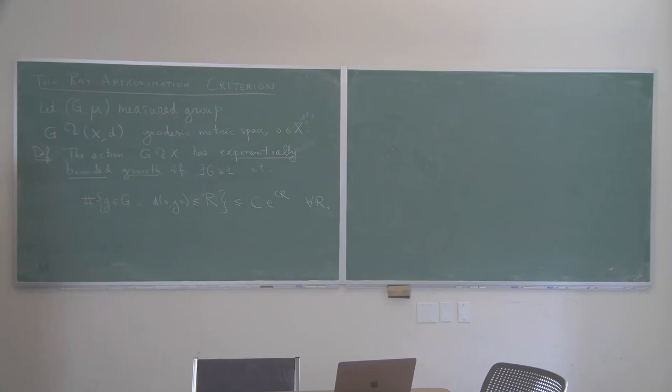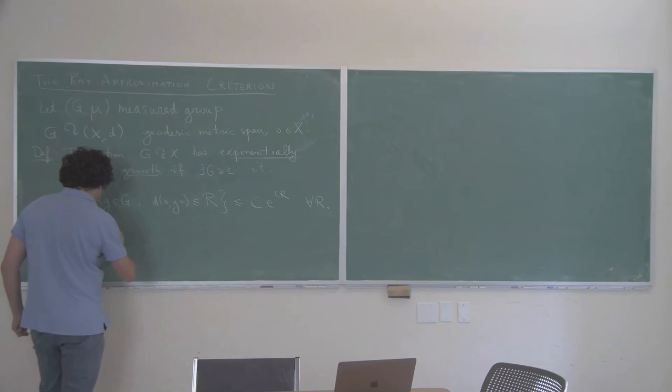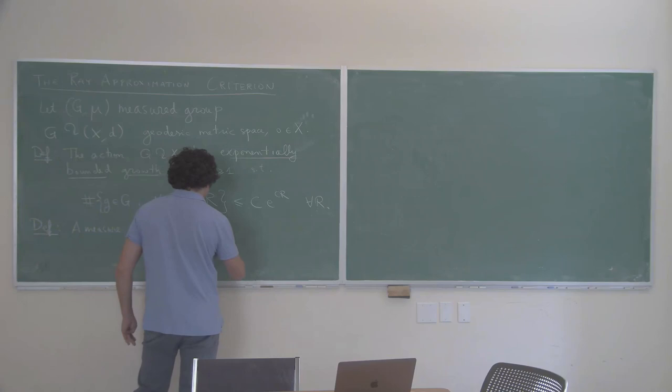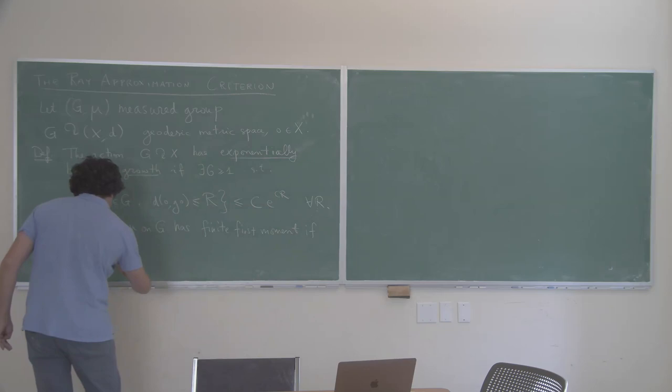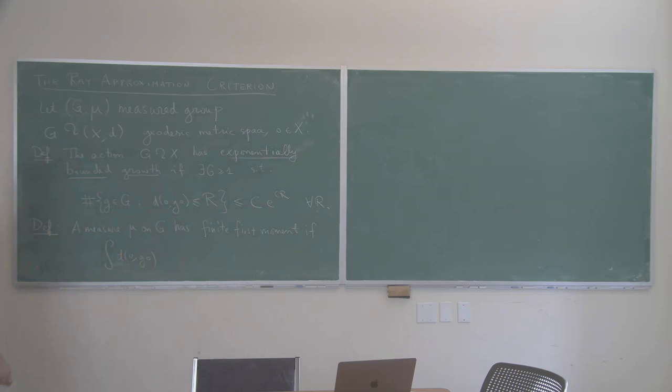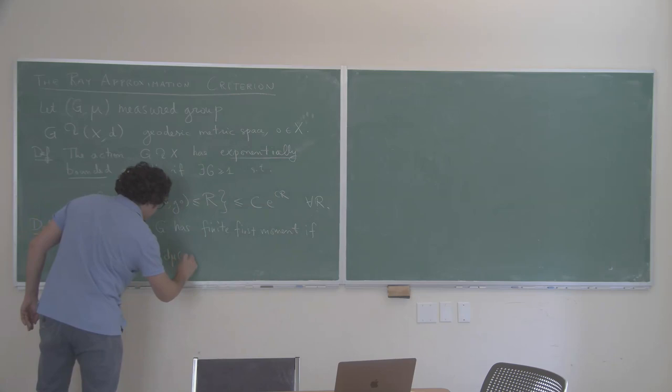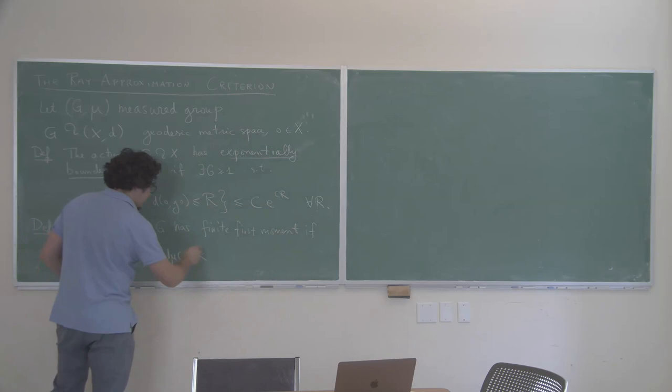So also recall the following. Recall that a measure mu on G has finite first moment if the integral of the distances, so you take one step of the random walk, you measure the distance, and you take the average with respect to mu. You can write it as an integral, it's just a sum, it's fine.